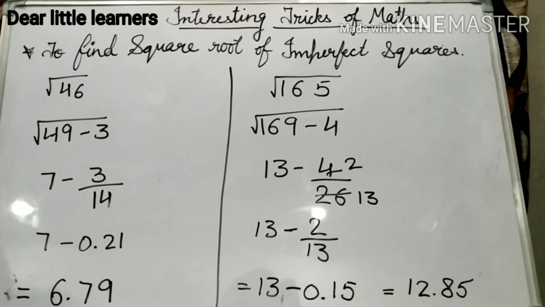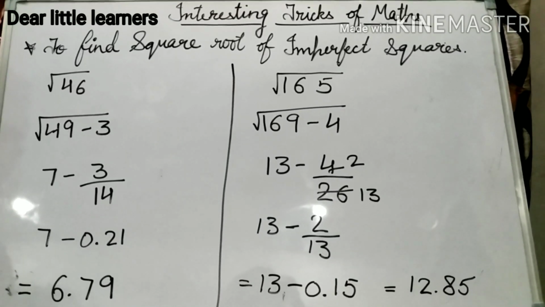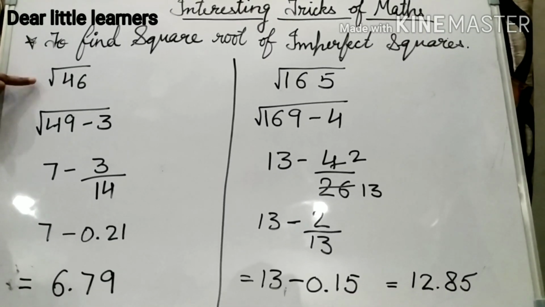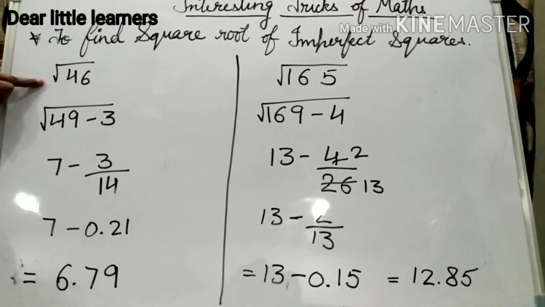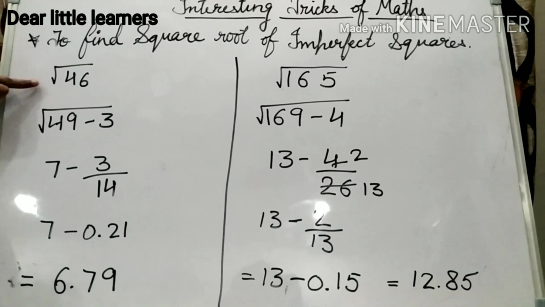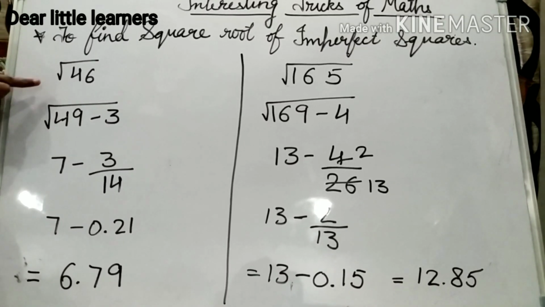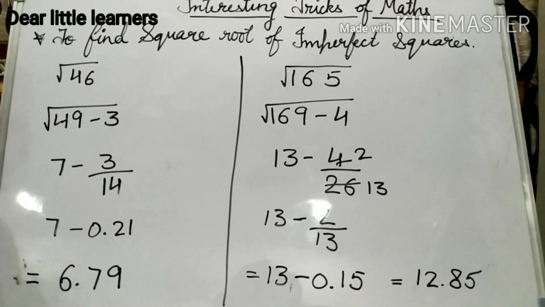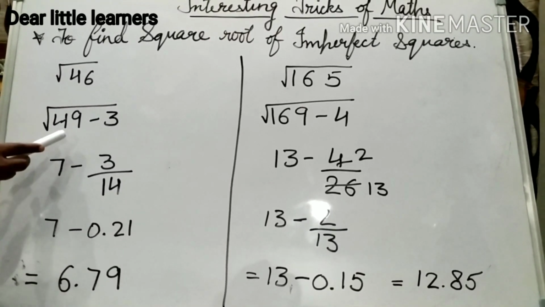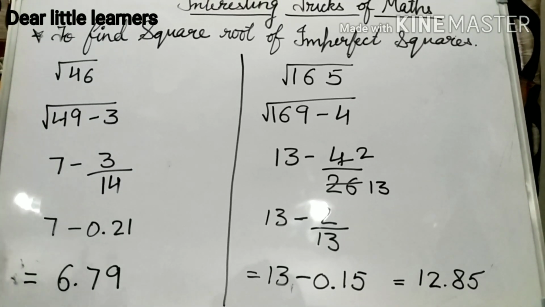Now children, I am going to explain my next trick, how to find the square root of imperfect squares. For explaining that, I have taken 2 examples, of which one is 46, and you can see it's an imperfect square. For finding the square root, we take a perfect square which is nearest to 46. That is 49, the nearest perfect square to 46. So this number we have taken.